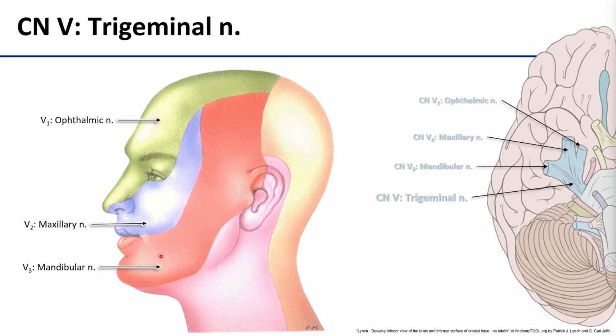Its somatic sensory territory is shown here in red, so it extends across the chin and lower lip, and then up onto the temple, superficial to the temporalis muscle, and that pterion landmark where the sphenoid, temporal, parietal, and frontal bones all come together.